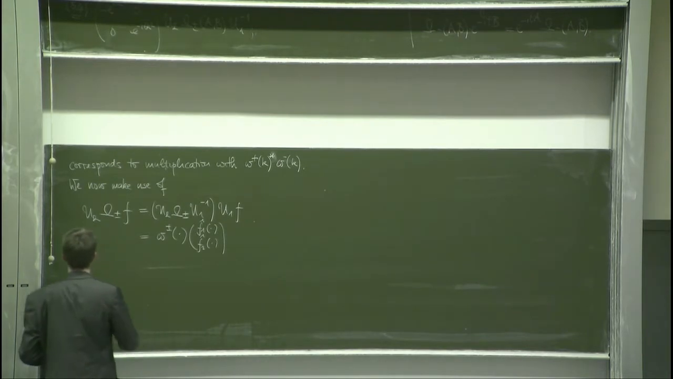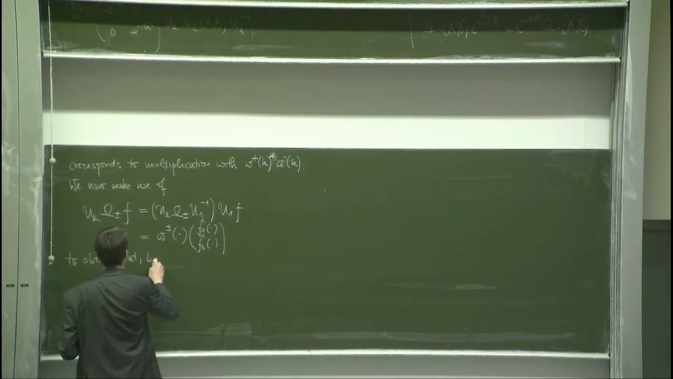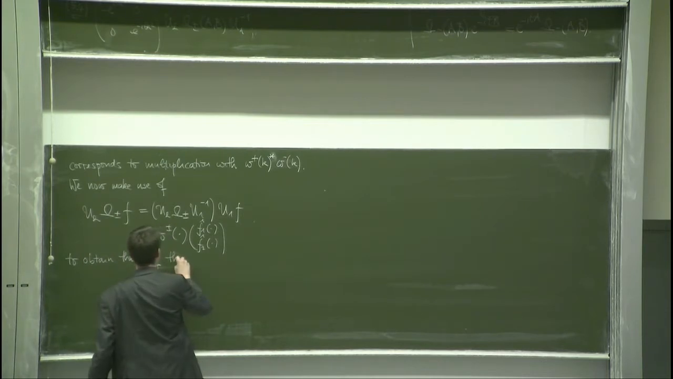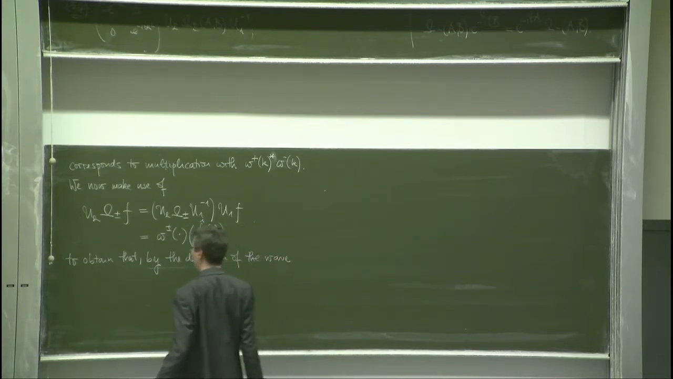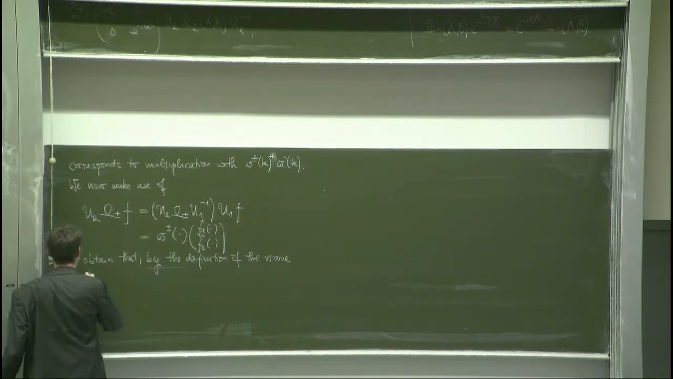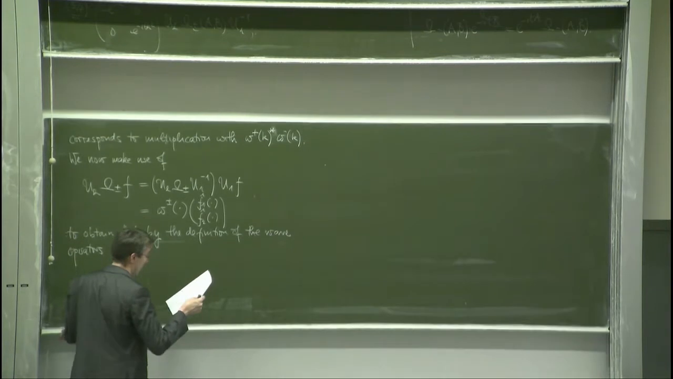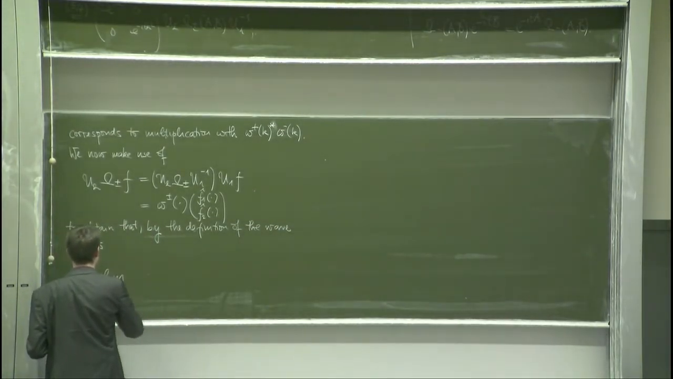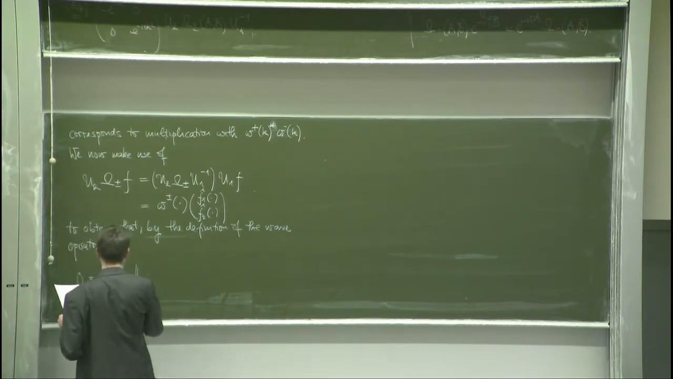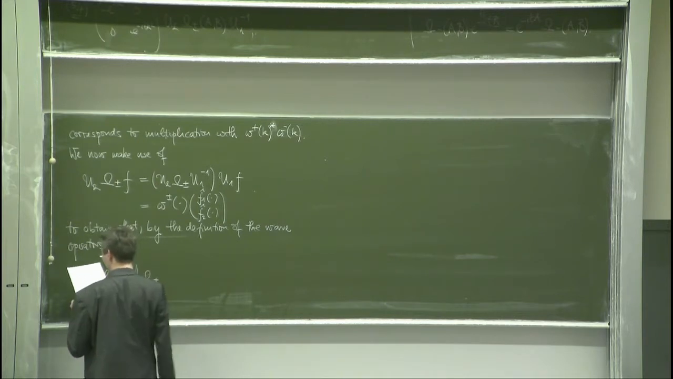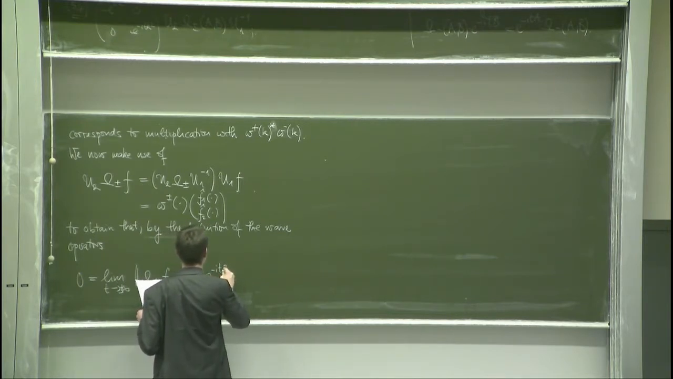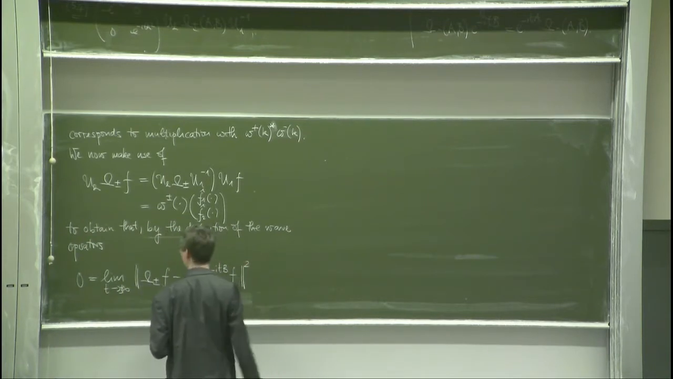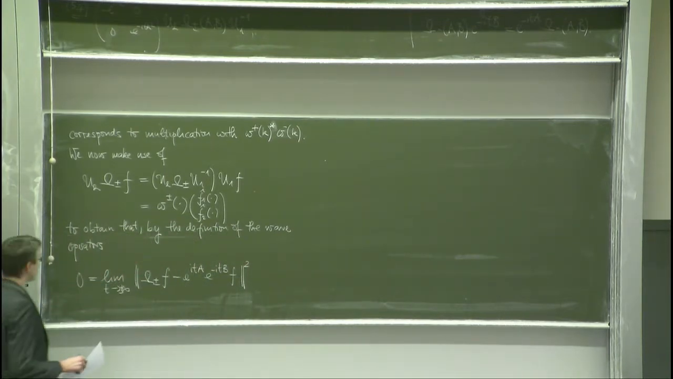We make use of this to obtain that, and this follows from the definition of the wave operators. By the definition of the wave operators, the following thing. 0, of course, is the limit for t going to plus or minus infinity of the norm of omega plus minus applied to f minus exponential ita exponential minus itb f, and we also can take it to the power of 2. This simply follows from the definition of the wave operators.